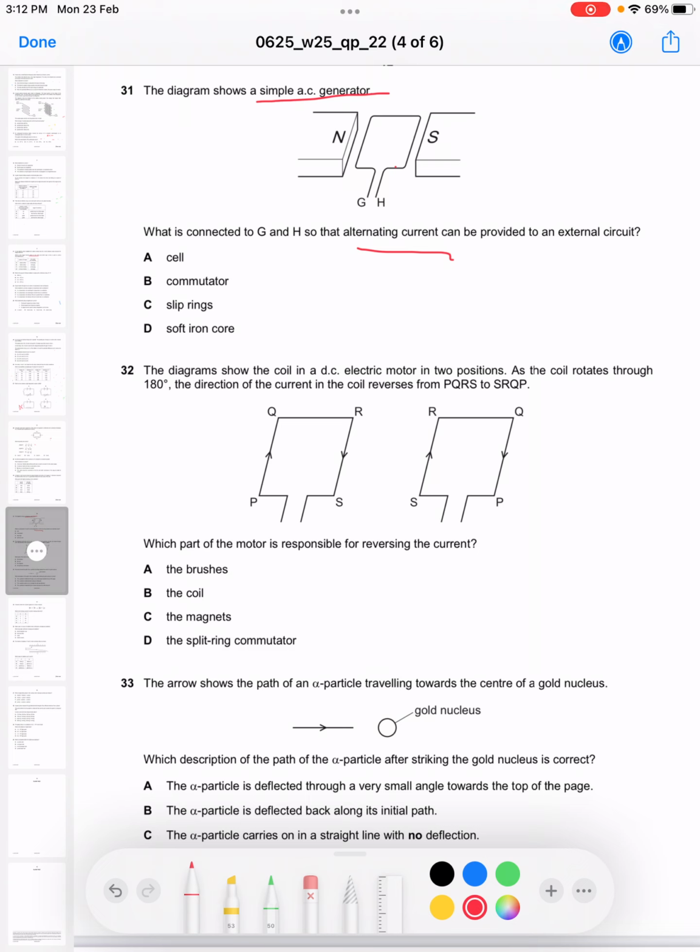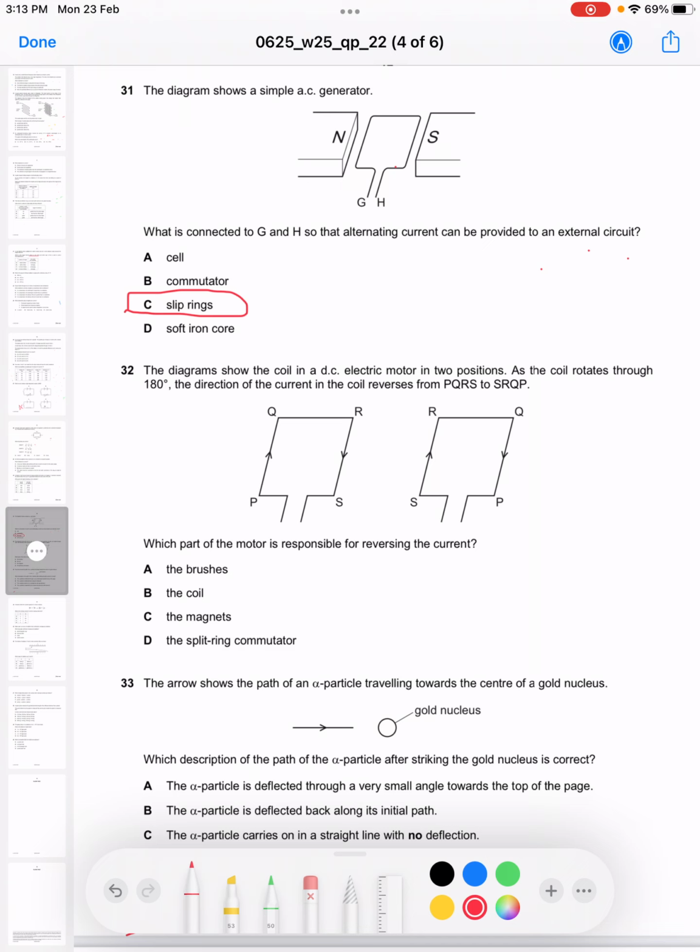So we all know that we have the slip rings. The coil is already here, the commutator is not needed, and the soft iron core is not needed. We have the slip rings over here to connect it. This is in the case of an AC generator, slip rings. But what we use in the case of a DC motor, we have split rings. So I think we move to the next question, number 32.